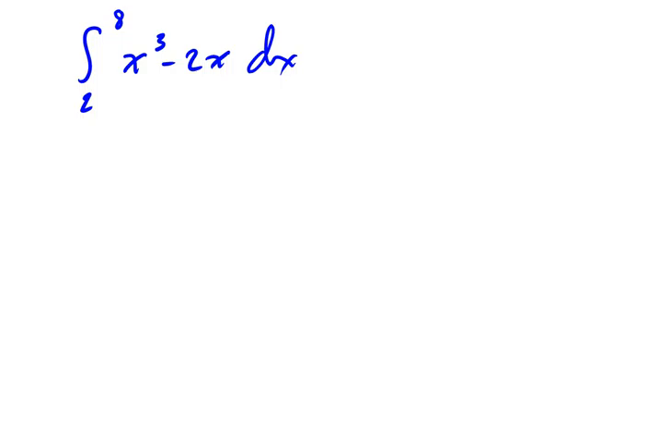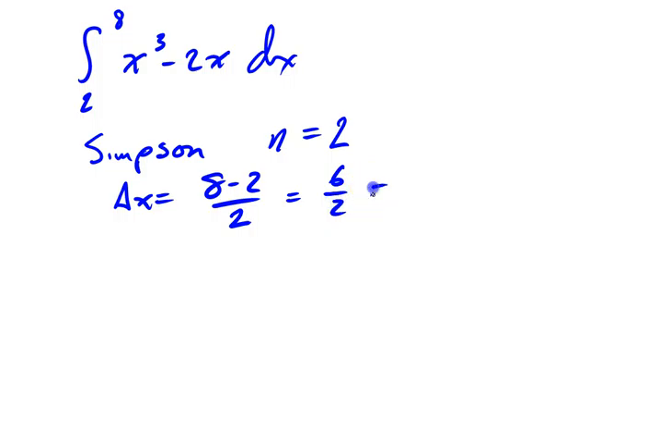So anyway, I'm going to do Simpson's rule, and I'm going to go way out on a limb here and say, let's do it with n equals, how about 2? So delta x is 8 minus 2 over 2. So that would be 6 over 2. So delta x is 3.